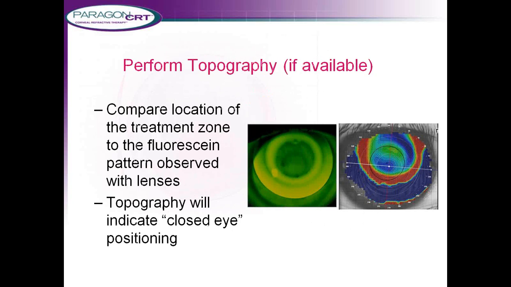Corneal topography is the best method of confirming the treatment position. There may be instances when the lens doesn't center properly in the opened eye, but topography verifies the treatment is well centered in a closed eye.